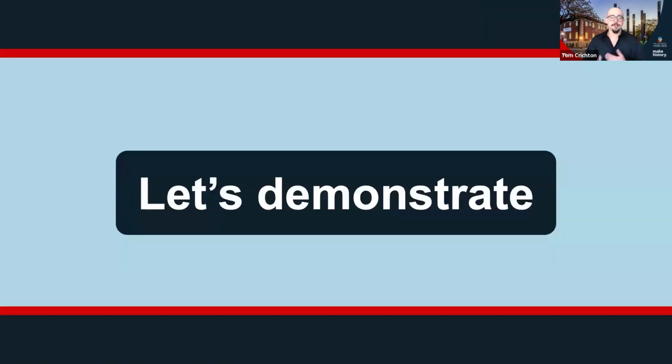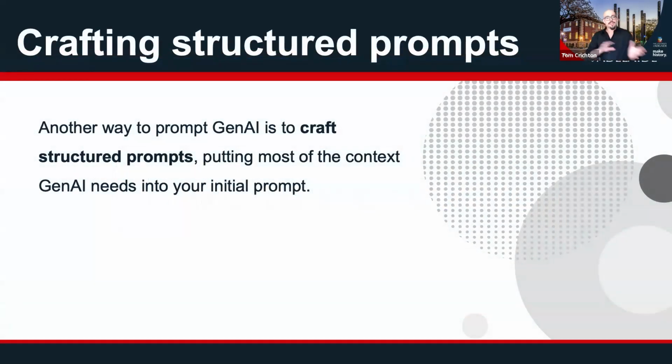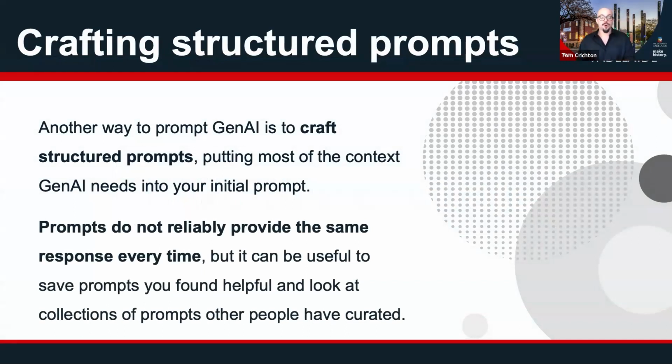So that was a quick demonstration about using AI in a bit of a conversational way to gradually get to the kind of output that we want. The other approach to prompting is to craft structured prompts, which includes putting most of the context that you think the GenAI needs into your initial prompt. Now, remember that prompts do not reliably provide the same response every time. You could use the same prompt just 30 seconds apart and get very different results. And that's because it's probabilistic. It's trying to guess the most likely order of words, and there could be many different orders of words that are pretty much equally likely to appear in response to your prompt.